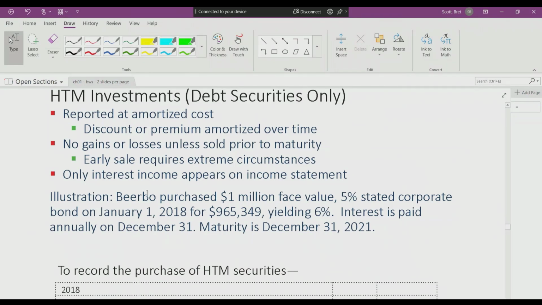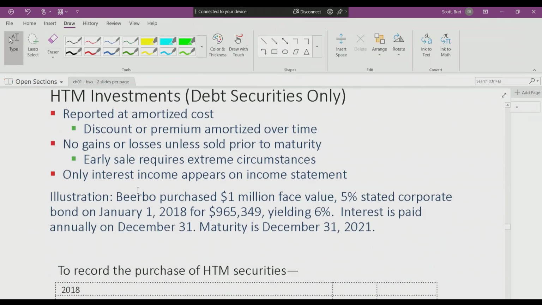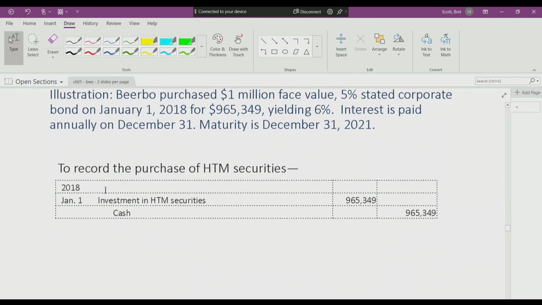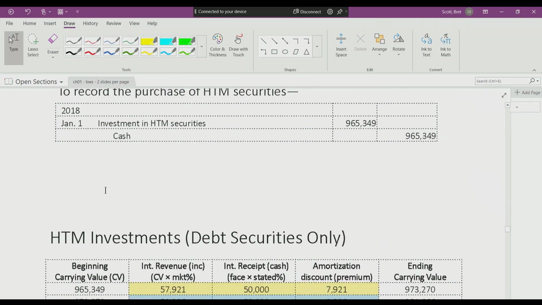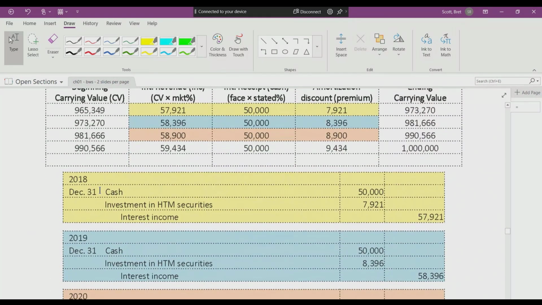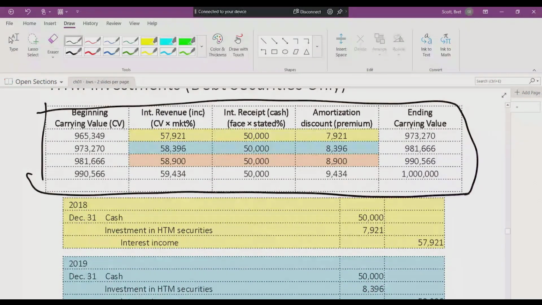I'm going to skip over the held to maturity investments. This is something that you've probably seen before in your intermediate class, and I think the book does a pretty good job explaining it. The only thing I would add when it comes to bonds that are held to maturity is I recommend that you get comfortable sketching out a chart, an amortization chart.